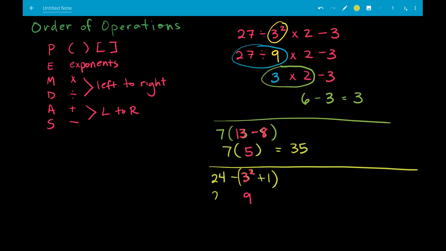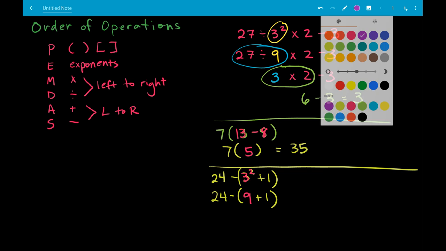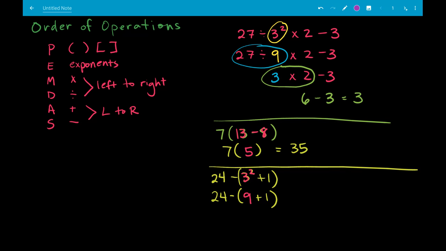So I have 24 minus, this is still in parentheses, 9 plus 1. Now I still need to complete what the parentheses are. I need to add within those parentheses. So I need to do the 9 plus 1 next. So that becomes the 9 plus 1. The next step is 10.